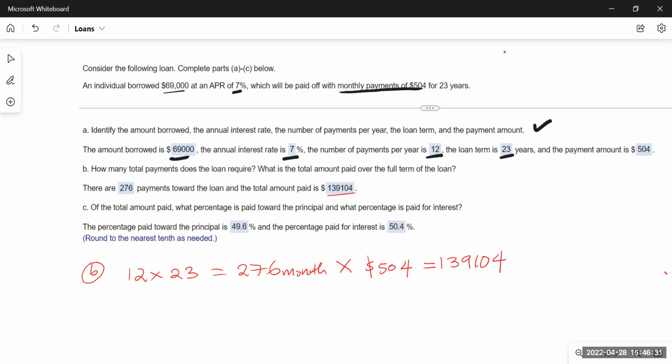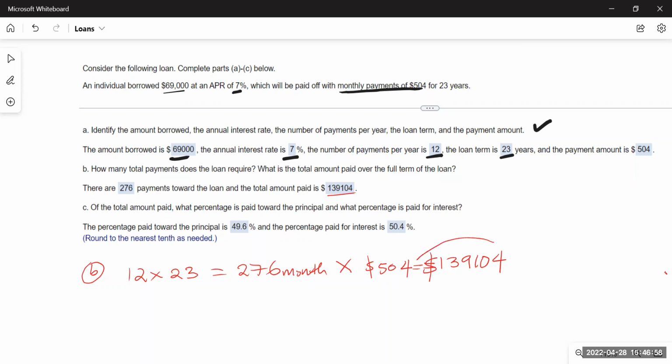Sounds good, because you're making monthly payments of $504, and you know that there are 276 months in 23 years. So if you want to know how much you're going to pay in total, you just need to multiply the number of months in 23 years by the monthly payments. Okay, nice.